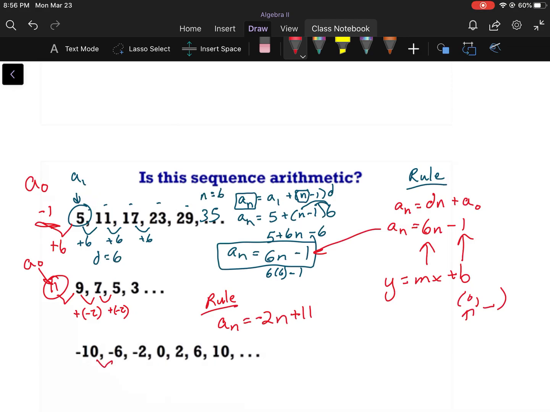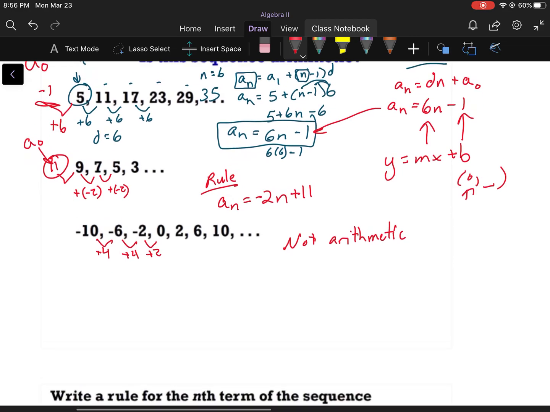So here, it looks like we would add 4, but then I add 2. So this is maybe some sort of rule, but it's definitely not arithmetic. Okay.